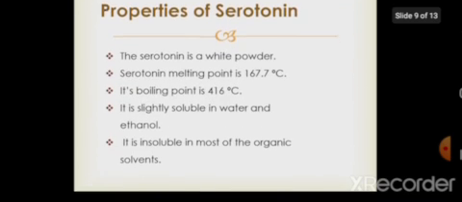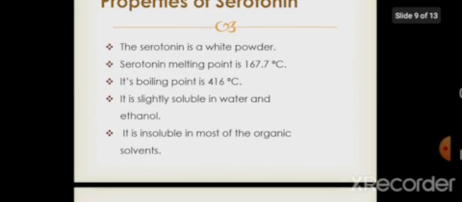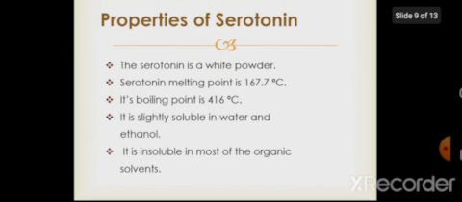Now the properties of serotonin. Basically serotonin is a white powder. Serotonin's melting point is 167.7 degrees Celsius. Its boiling point is 416 degrees Celsius. It is slightly soluble in water and ethanol. It is insoluble in most of the organic solvents. So these are some of the physical properties of serotonin.